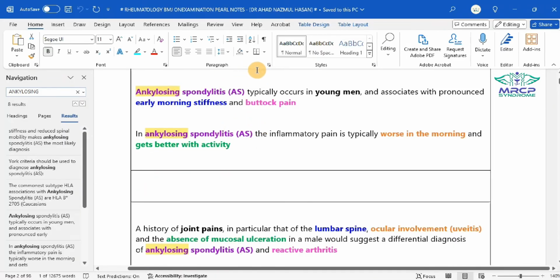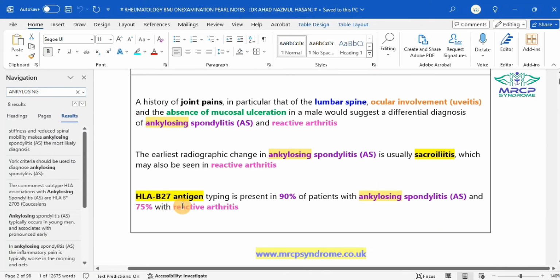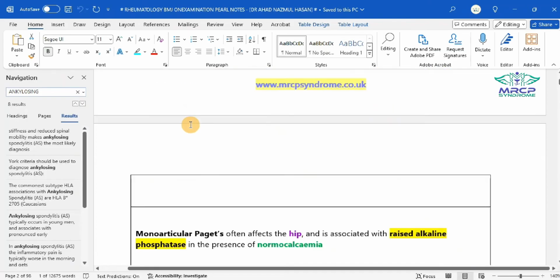Ankylosing spondylitis typically occurs in young men, associated with pronounced early morning stiffness and buttock pain. It is typically worse in the morning and gets better with activity. The HLA-B27 antigen is present in 90% of patients with ankylosing spondylitis and 75% with reactive arthritis. The earliest radiographic change in ankylosing spondylitis is usually sacroiliitis.